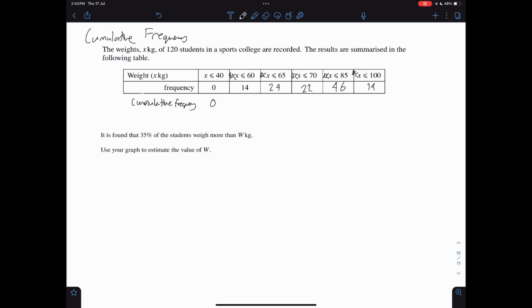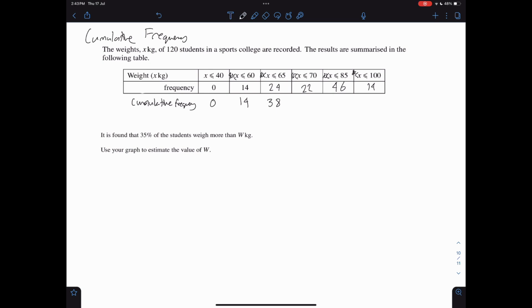Imagine we're just going up a kilo at a time. Then we've reached 60 kilos. Okay, we've picked up 14 more people. When we move up to 65, we've picked up another 24 people. So what we'll write in there is 14 plus 24, which is 38.